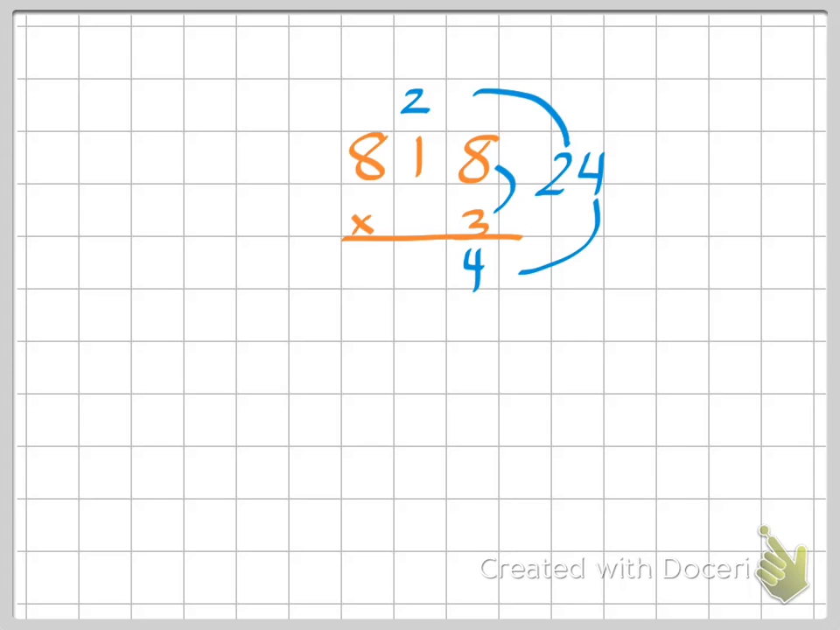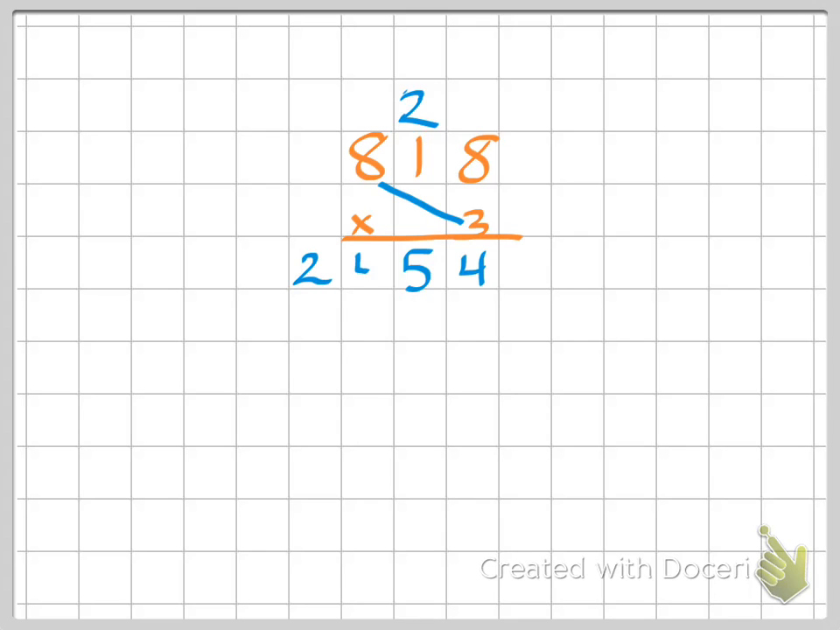And then you say, 3 times 1 is 3, plus 2 would be 5. And again, 3 times 8 is 24. So 818 times 3 gives us 2,454. Awesome job if you got it correct. If you got it wrong, that's okay. Just make sure you go back in and see where you made the mistake.